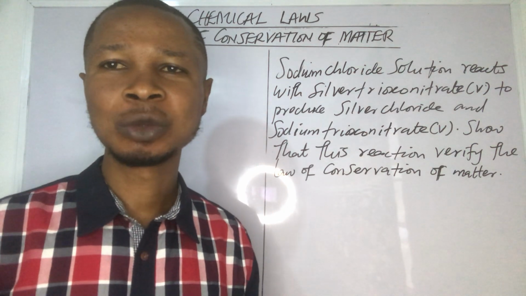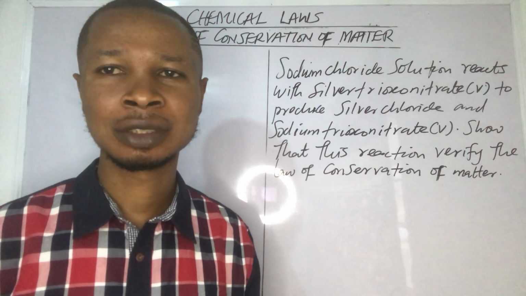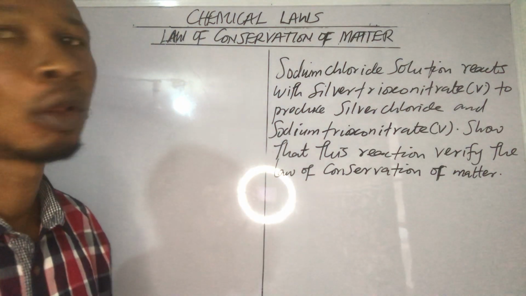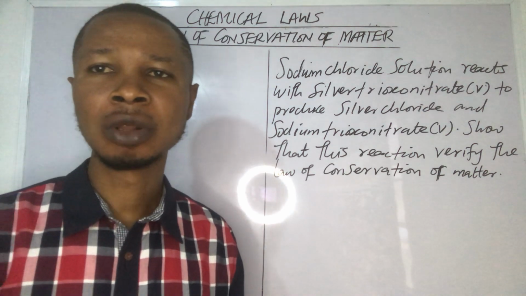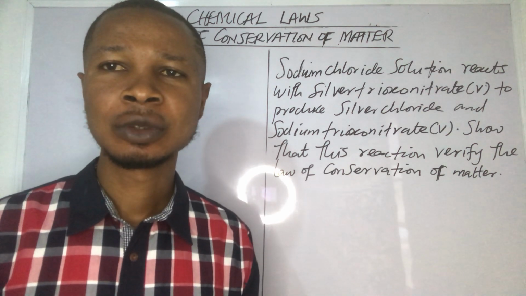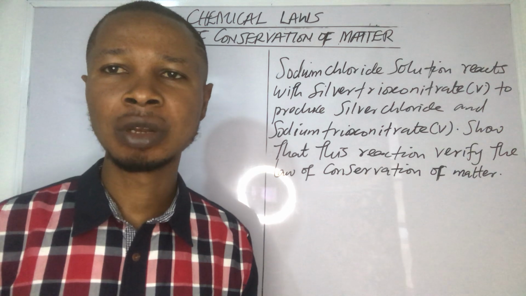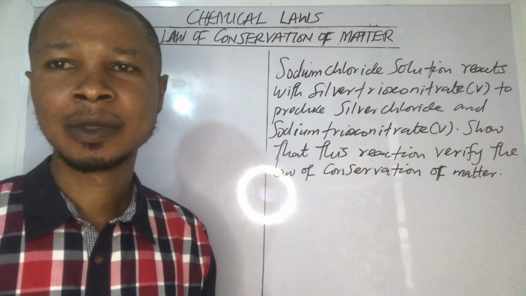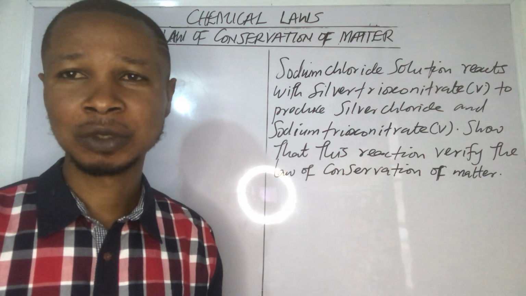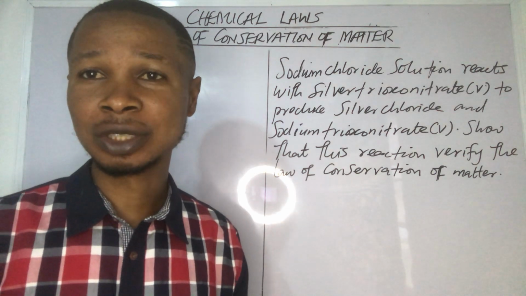In this lesson, we want to begin a series of teachings on chemical laws. We have 4 laws of chemical combination. In this lesson, we are taking one of the laws, and that law is the law of conservation of matter. What does the law state?